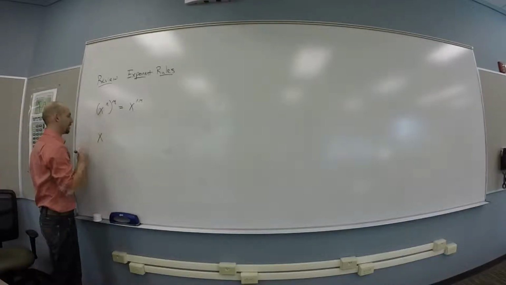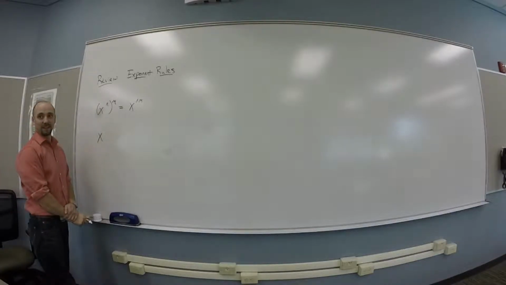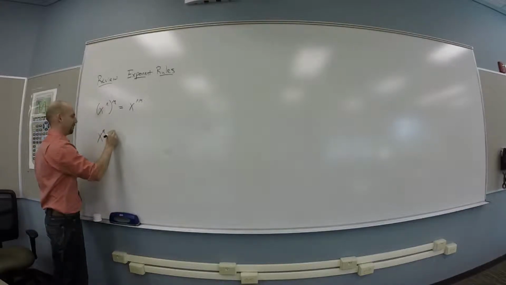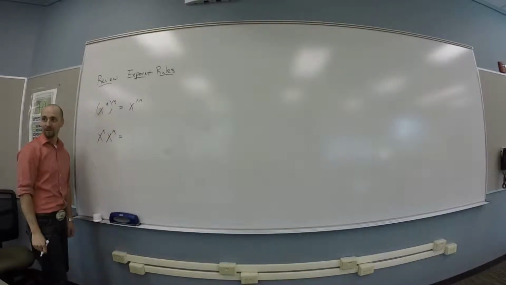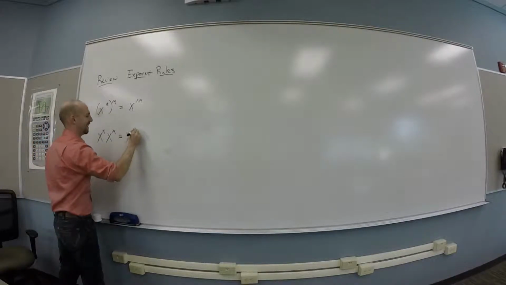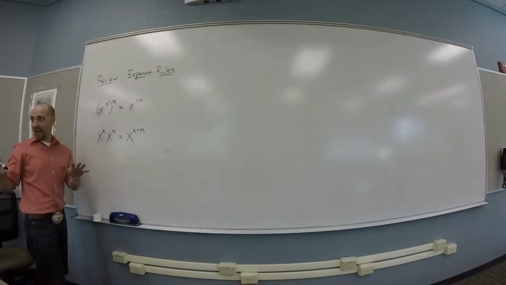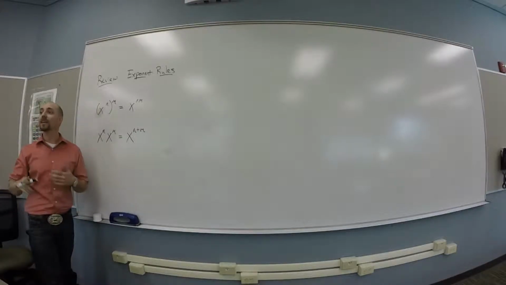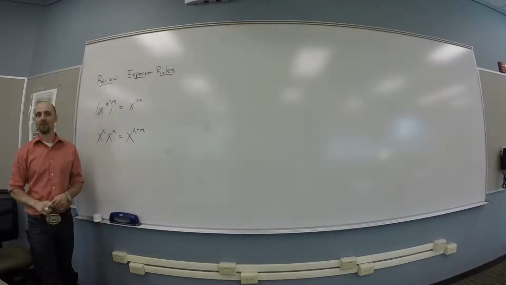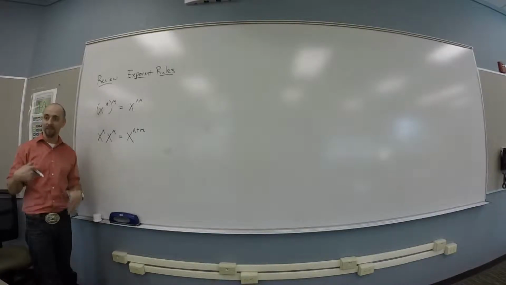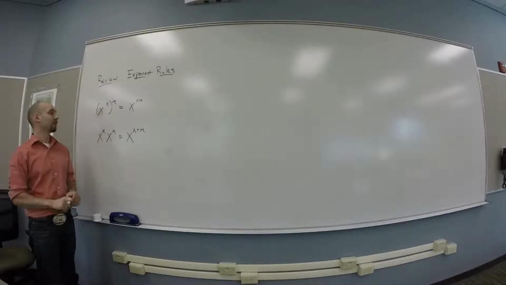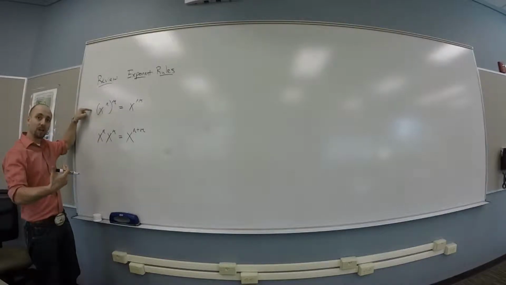Then there's this other one about x to the n times x to the m. Just combine them, by adding. No, this one's strictly adding. But if m is negative, then it turns out to be subtraction, right? You guys see that? If I'm adding a negative number, that's the same thing as subtracting the absolute value of that number, right?